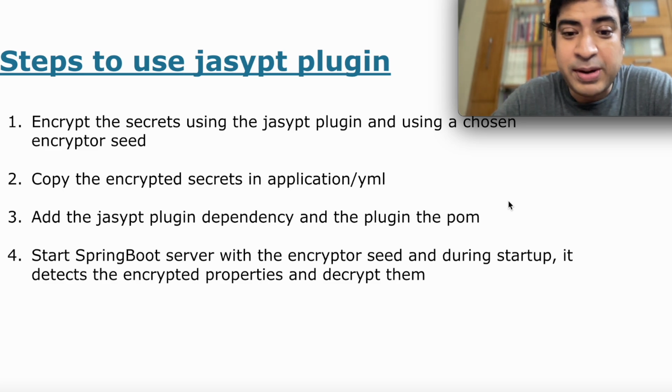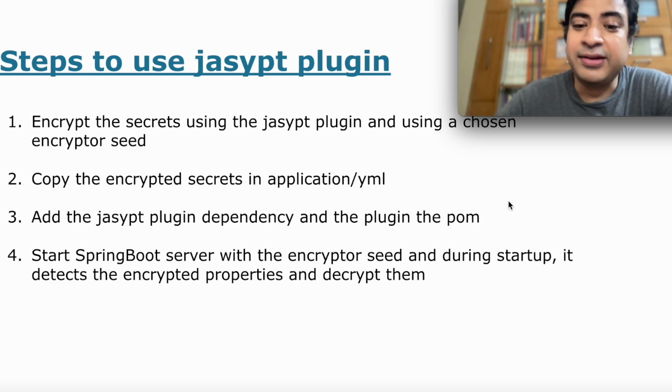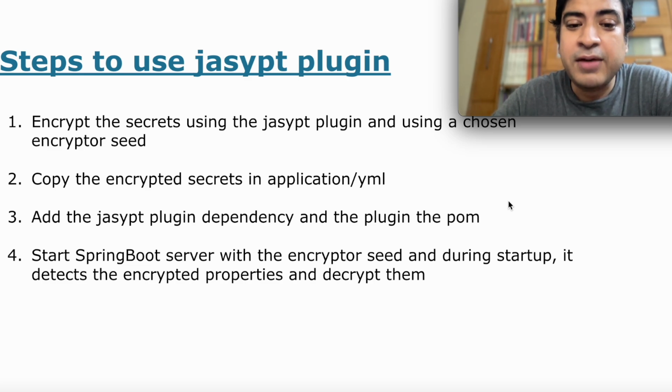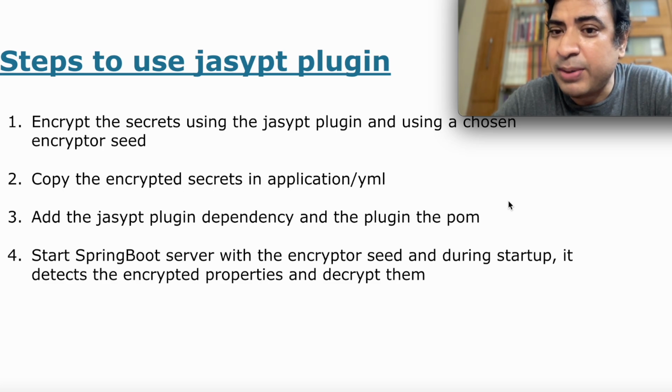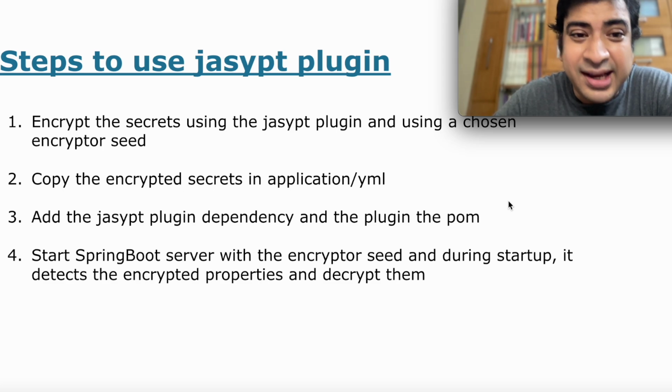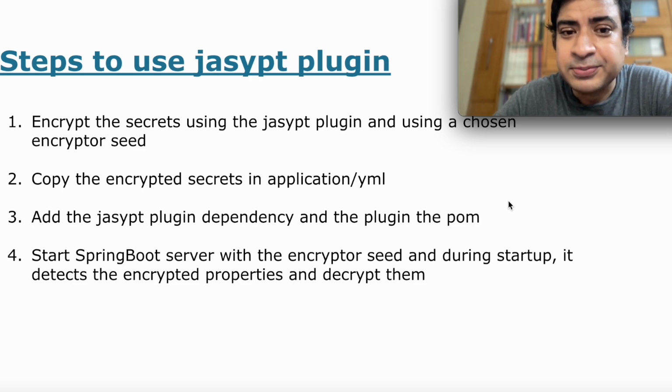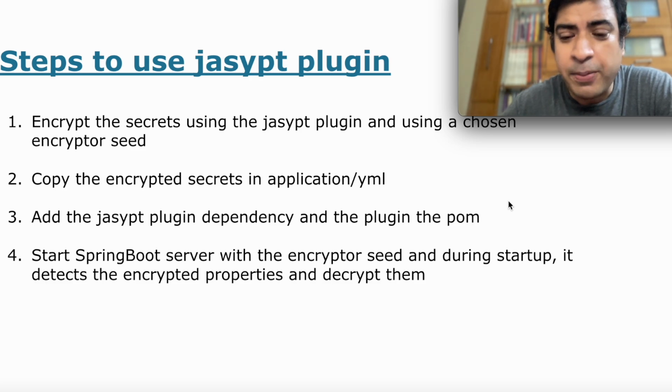But while you start the Spring Boot server, you need to also pass the encryptor seed, because if you pass the encryptor seed, then what the Jasypt plugin does during the start of the Spring Boot server is read any secrets from the application YAML or application properties file, decrypt the secret, and convert it into plain text. So now let's go ahead and see the demo.